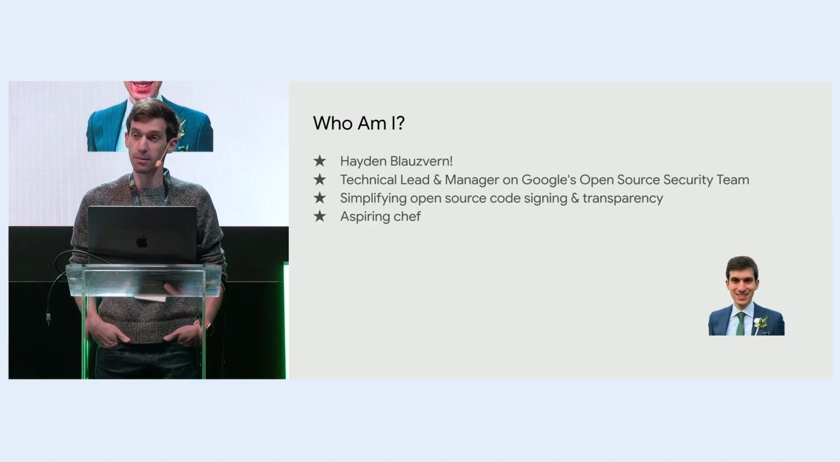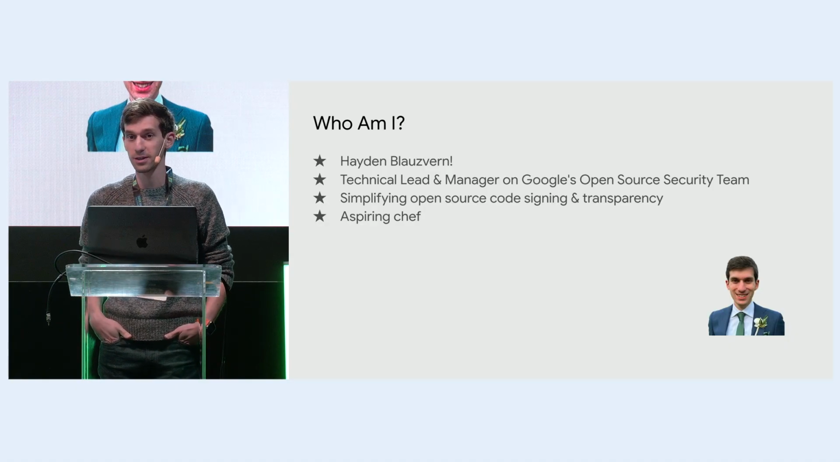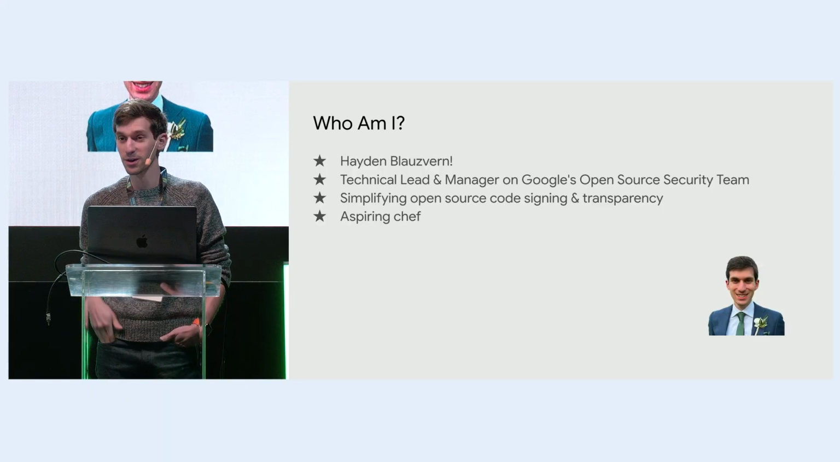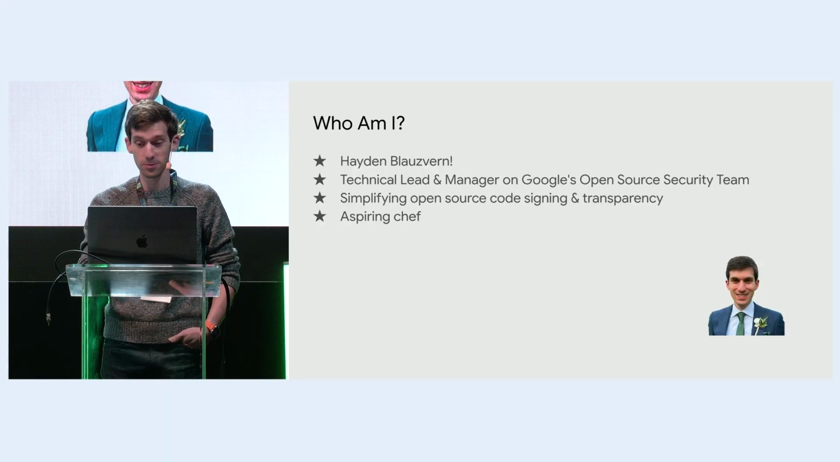So if you haven't met, my name is Hayden Blauzvern. I'm a tech lead and manager at Google on the open source security team, where I work on software supply chain security and simplifying code signing within open source.